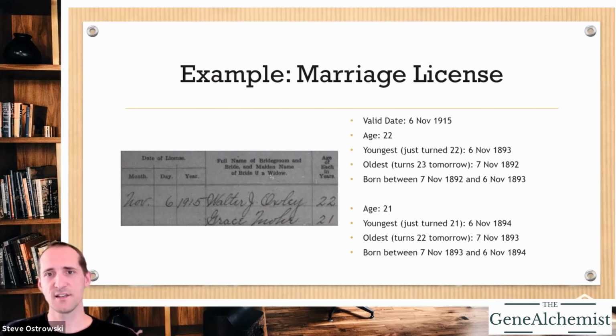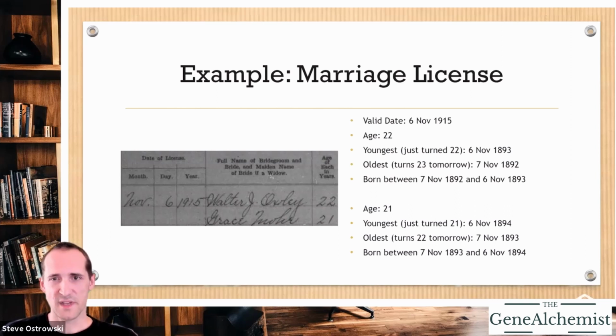Now, going to Grace, she is age 21. If you're quick with math, you might just be able to adjust Walter's data above. But if we go through this example again, she either just turned 21 on that day, the 6th of November, 1915, in which case her month and day of birth are the 6th of November, and you'd back up the 21 years as written, and you'd end up with the 6th of November, 1894.